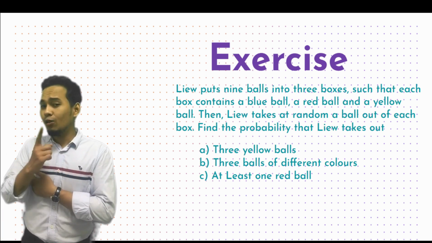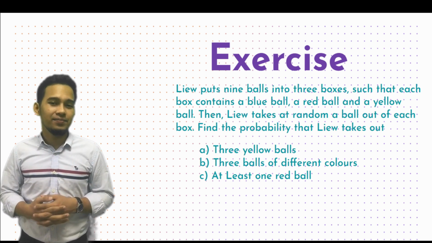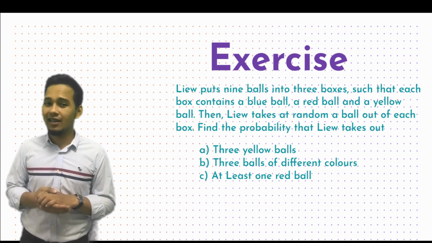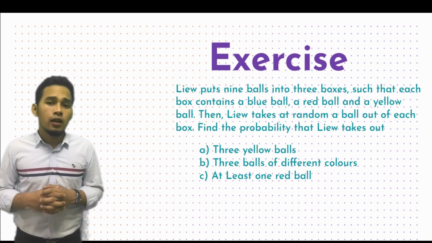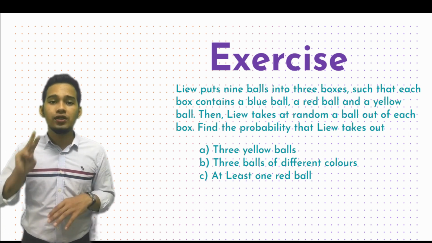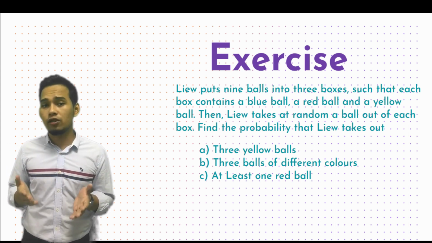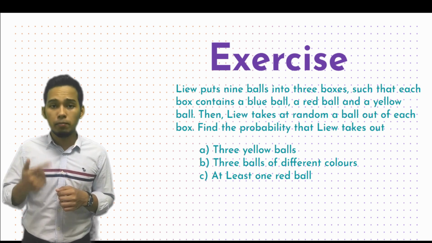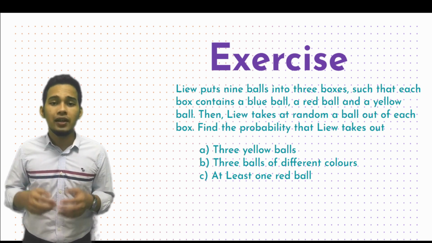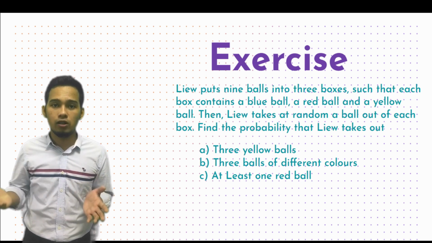Hi. To test your understanding, let's do one question. This is a very easy question, okay? Let's go. The question is, Liu put 9 balls into 3 boxes, such that each box contained a blue ball, a red ball, and a yellow ball. Then, Liu takes a random ball out of each box.